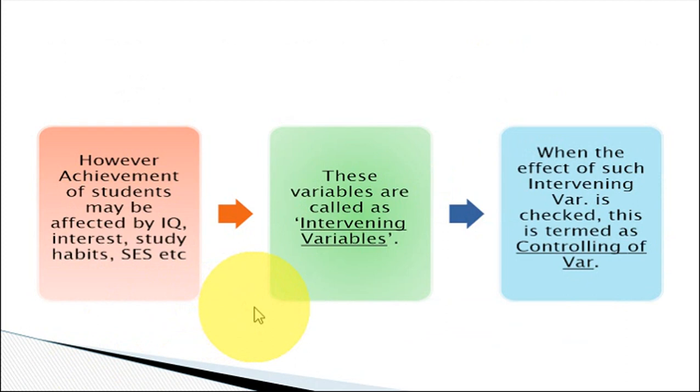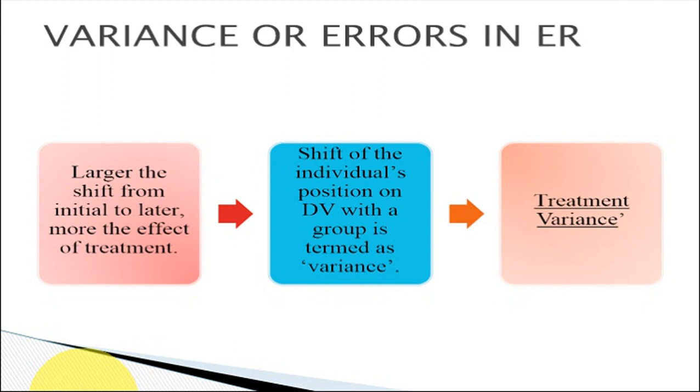However, it is not possible in a classroom, for 15 days when you conduct an experiment, that only technology may affect the achievement. It may be the IQ of the students. It may be the interest. It may be the study habits. It may be socioeconomic status, which may affect the relationship between the independent and dependent variable. And these variables are called intervening variables. It is very important in experimental research to control these intervening variables. Otherwise, the result will not be valid.